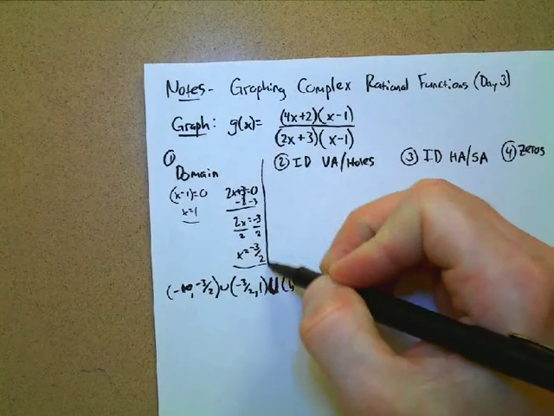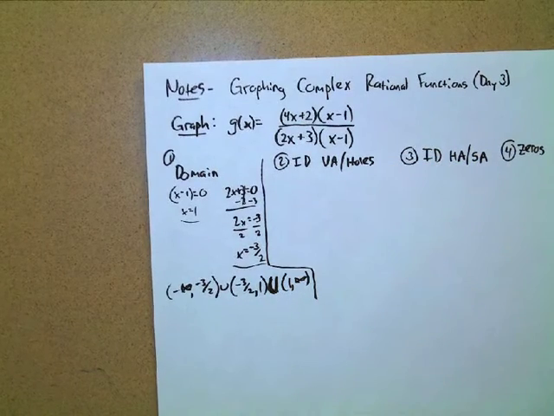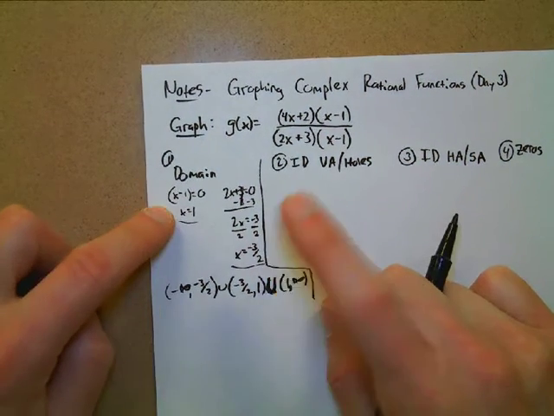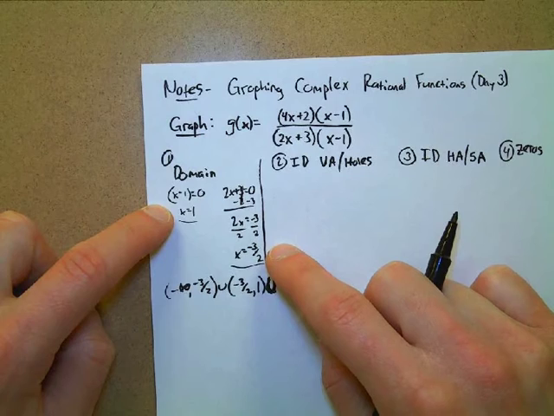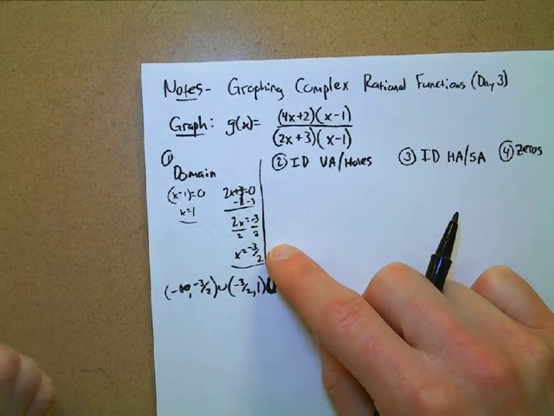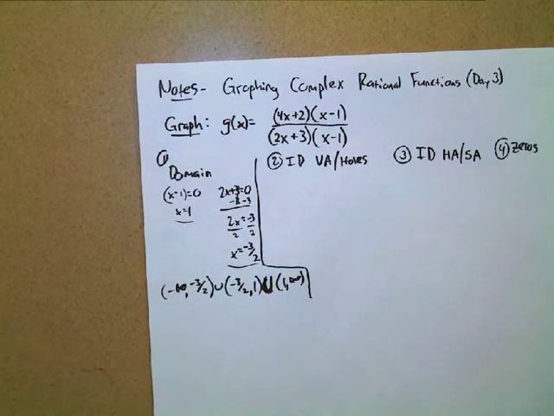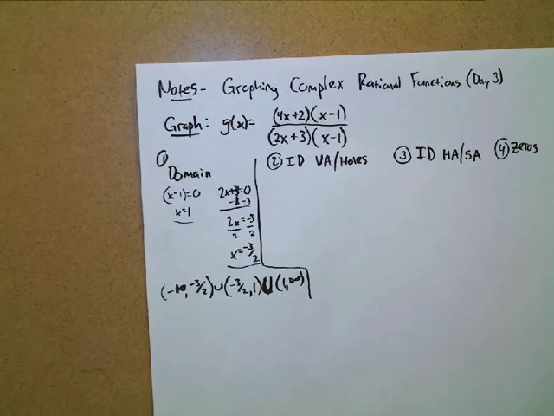Now, let's take a look at these 2 domain restrictions, the 1 and the negative 3 halves. I'll tell you right now, one of them is a vertical asymptote, one of them is a hole. Which one is the vertical asymptote? The negative 3 halves.